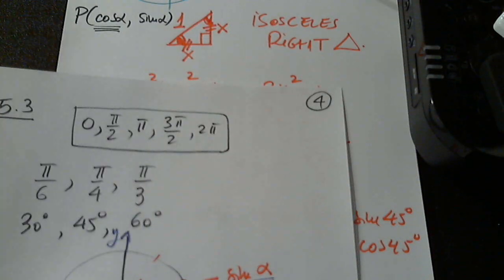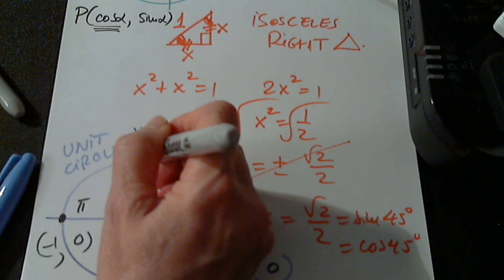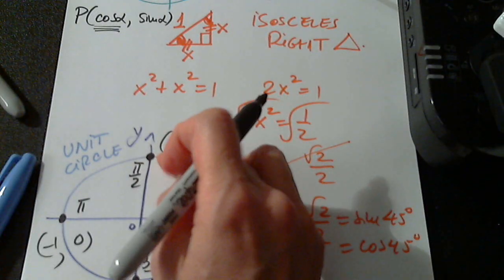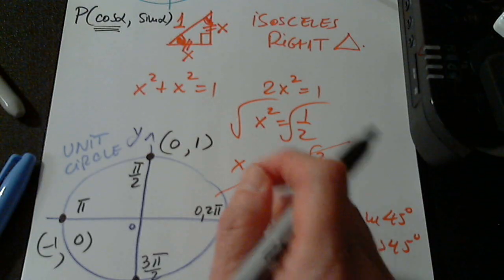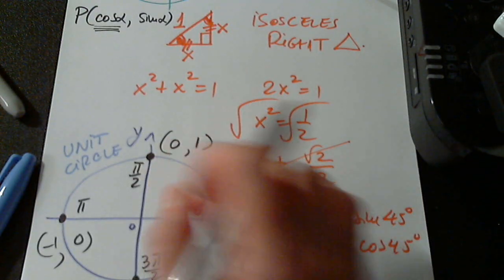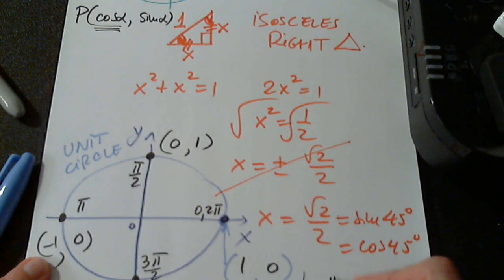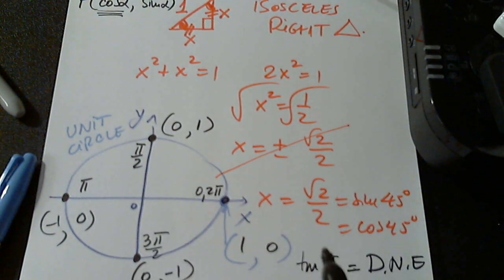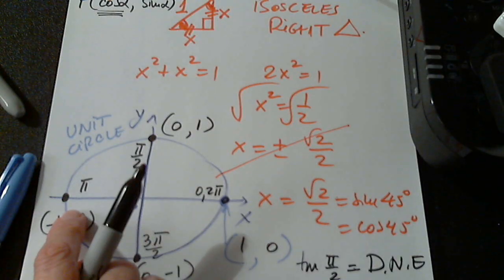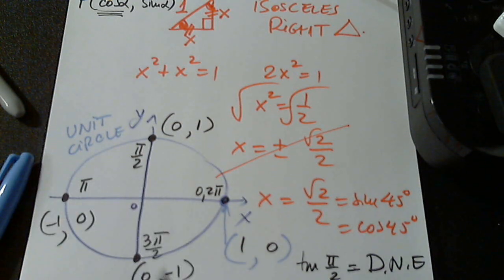Now you can say, but how do I know tangent here? No problem. Tangent is sine over cosine. Sine over cosine, 1 over 0, does not exist. Pi over 2 does not have tangent. Tangent of pi over 2 does not exist. You can say, show me tangent of pi. Okay. Tangent of pi is sine over cosine. I'll say 0.